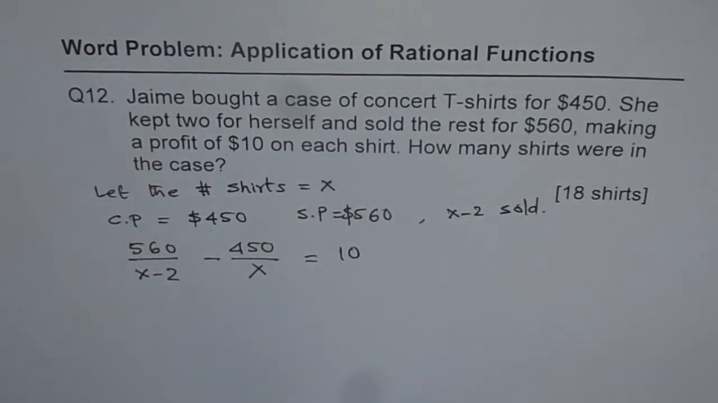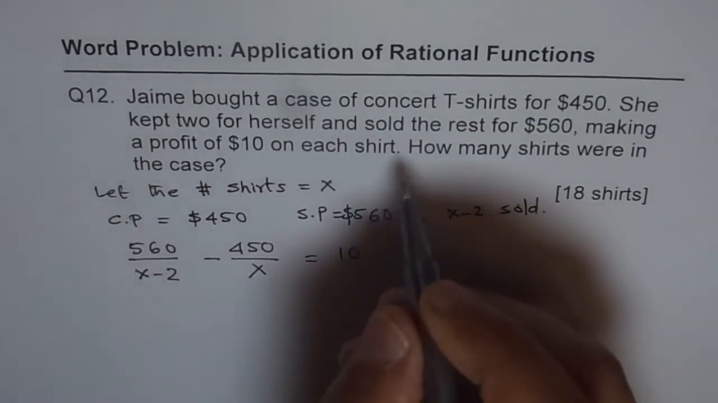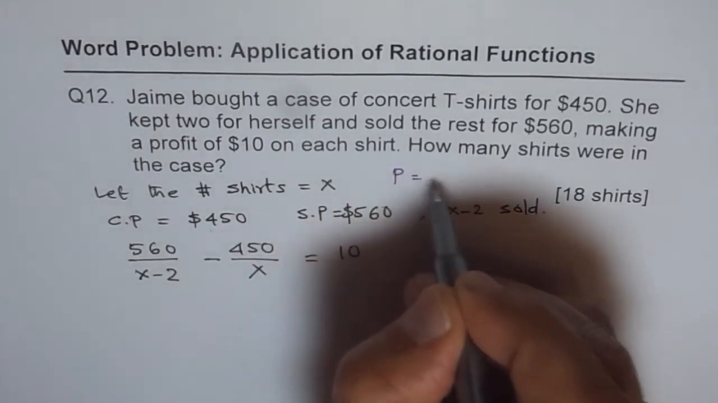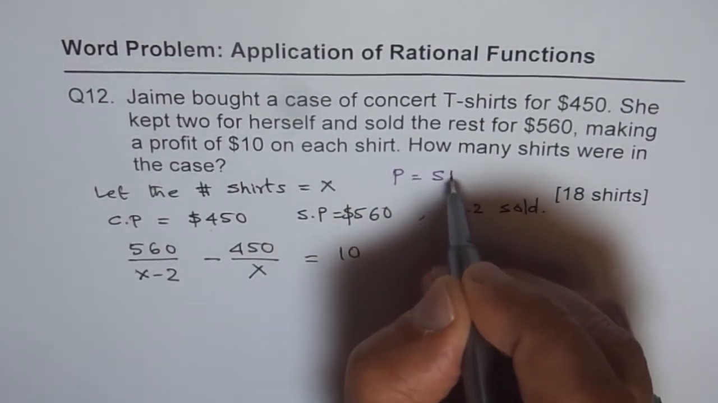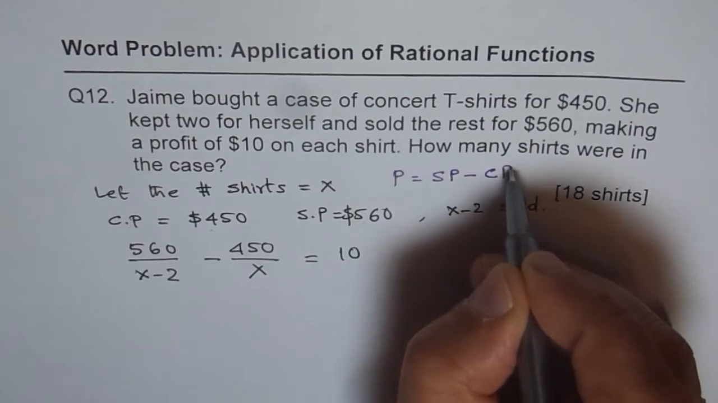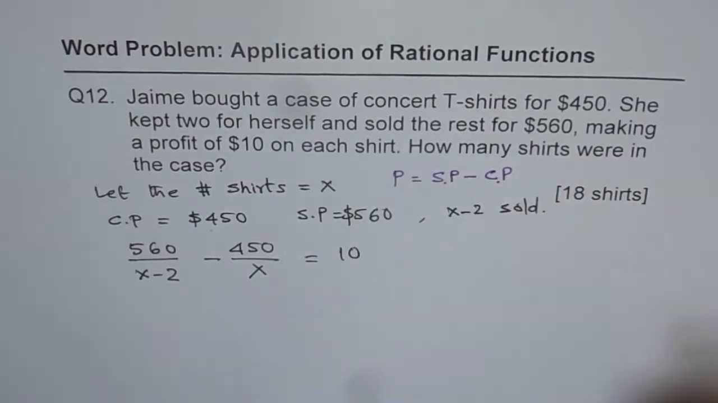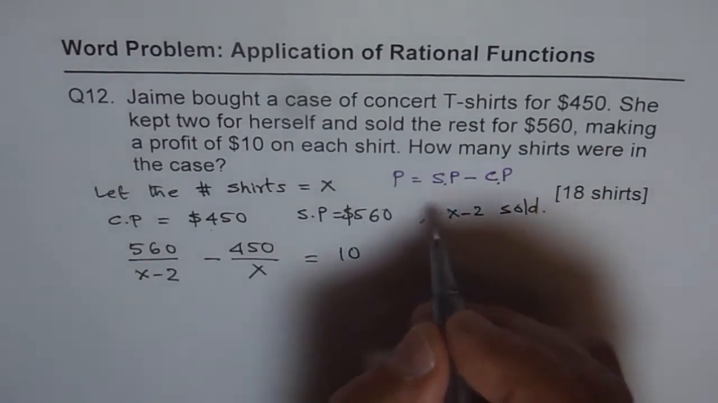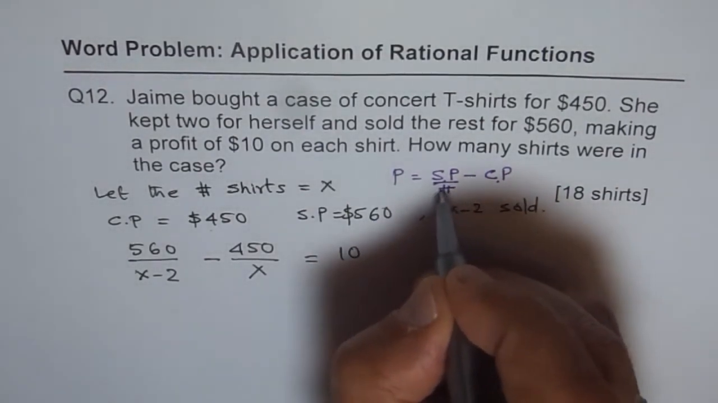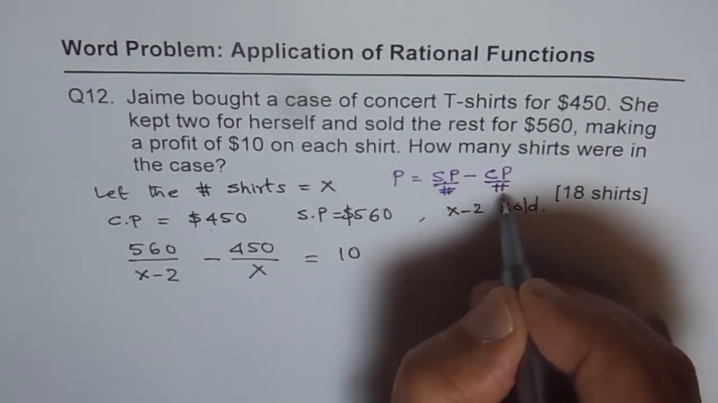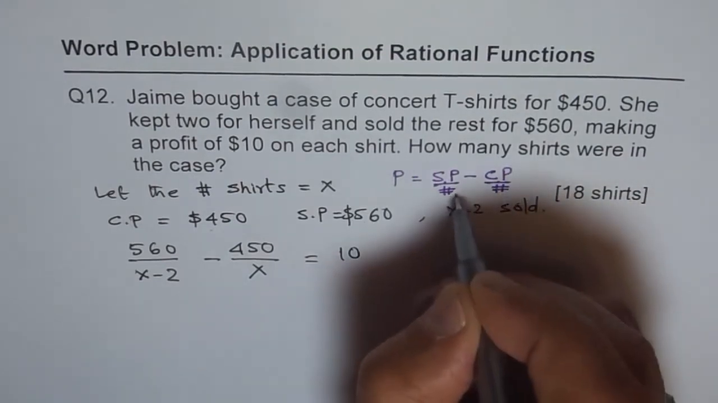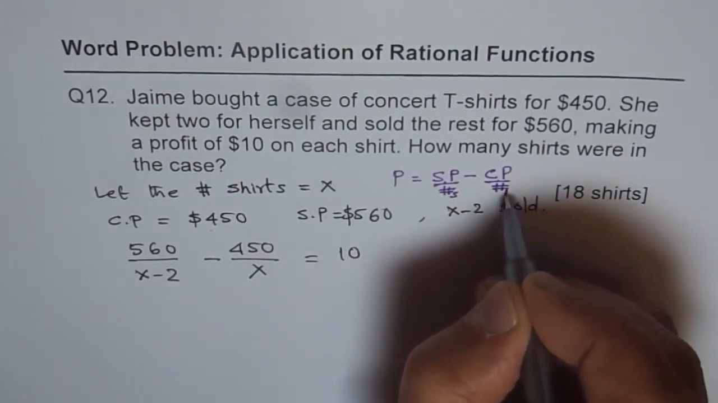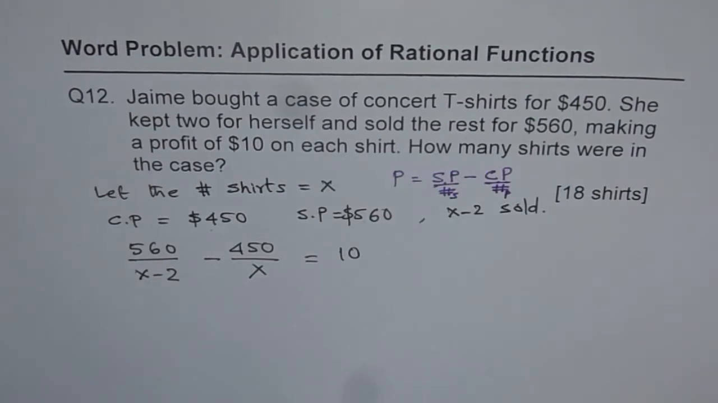Do you see that? So after all, what is profit? You have to understand, profit is always selling price minus cost price. Is it okay? Now here we are talking about unit price. So in unit price, we divide by the numbers sold or the numbers purchased. So that is the difference in the unit price, correct?